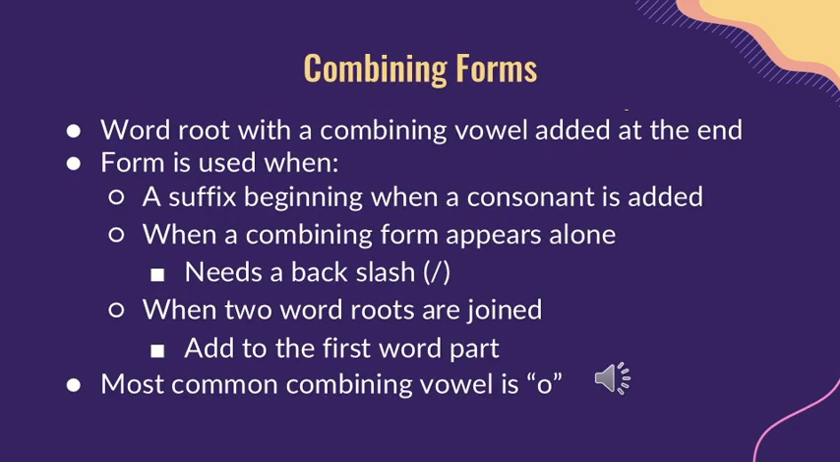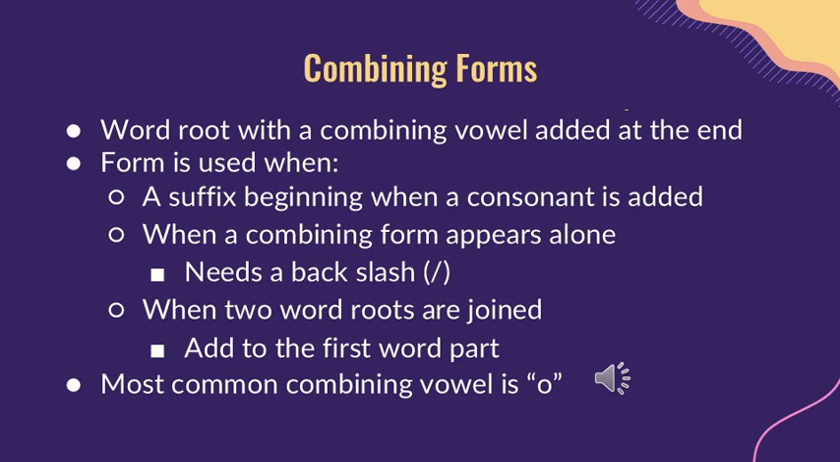Now, what's the deal with these combining forms? Sounds kind of sci-fi. Yeah, a little. A combining form is basically a word root that's added a connecting vowel at the end. And that vowel is usually an O. Think of it as a root that's ready to link up. An O, easy peasy.